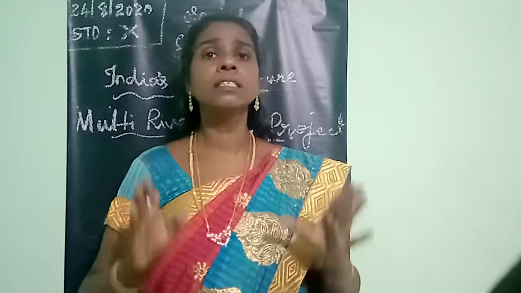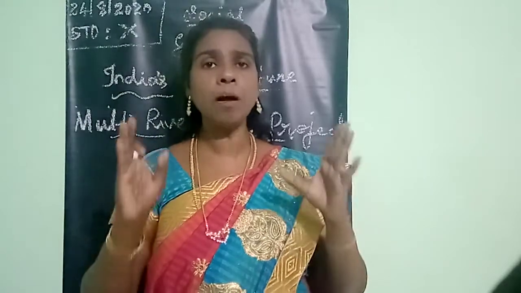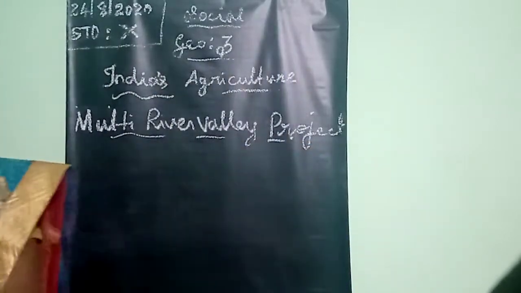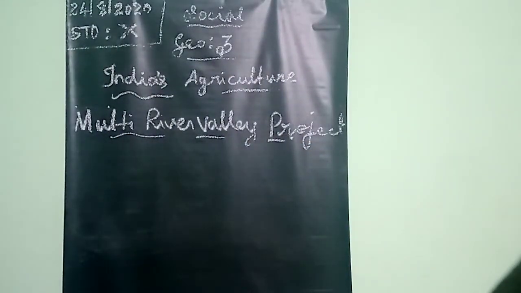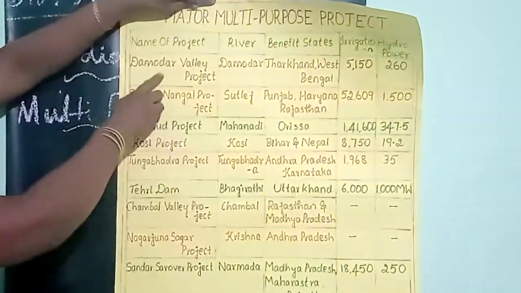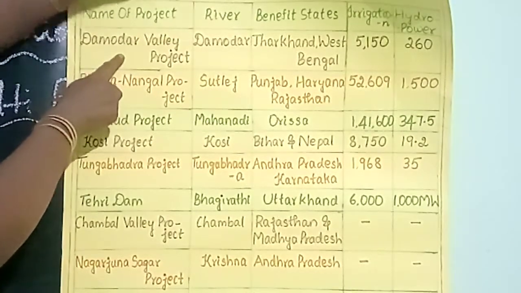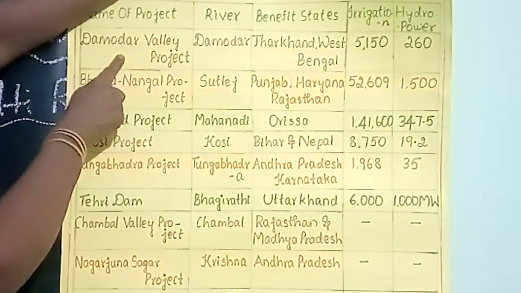In India, some multi-purpose river valley projects are practiced. Now I am going to explain some of them with the help of a chart. Listen now. The first project is the Damodar River Valley project.